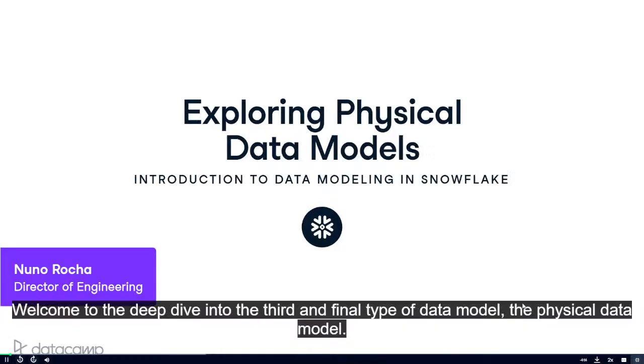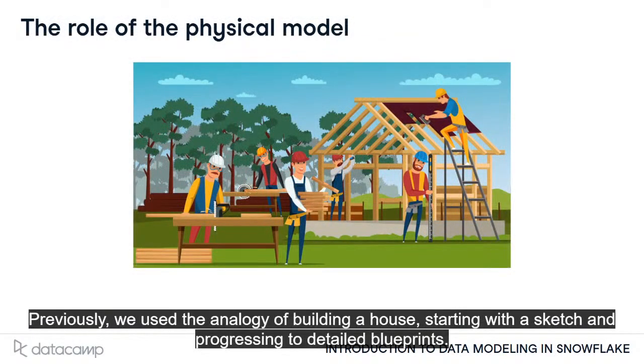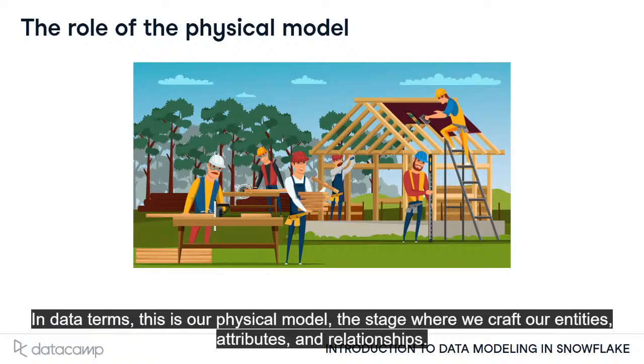Welcome to the deep dive in the third and final type of data model, the physical data model. Here is where theory meets practice as we explore how the model is created. Previously, we used the analogy of building a house, starting with a sketch and progressing to the detailed blueprints. Now, it's time to transform those plans into tangible structures. In data terms, this is our physical model, the stage where we craft our entities, attributes, and relationships.